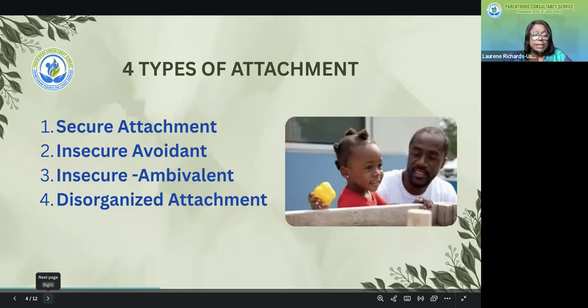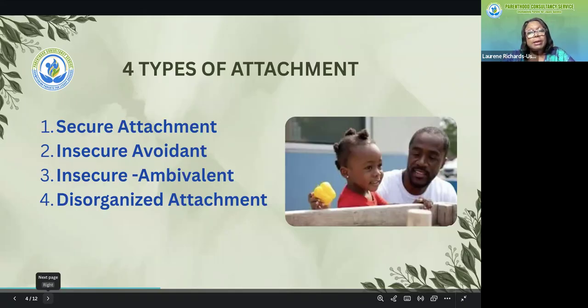The secure attachment comes from the child feeling safe and protected. And not only feeling safe and protected, but also parents are responsive, consistent, and nurturing, and this leads to confidence, empathy, and healthy relationships later in life.